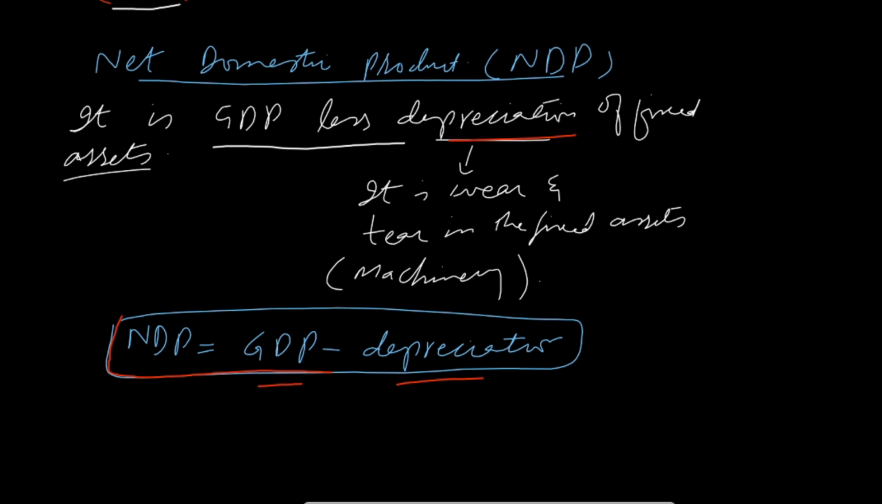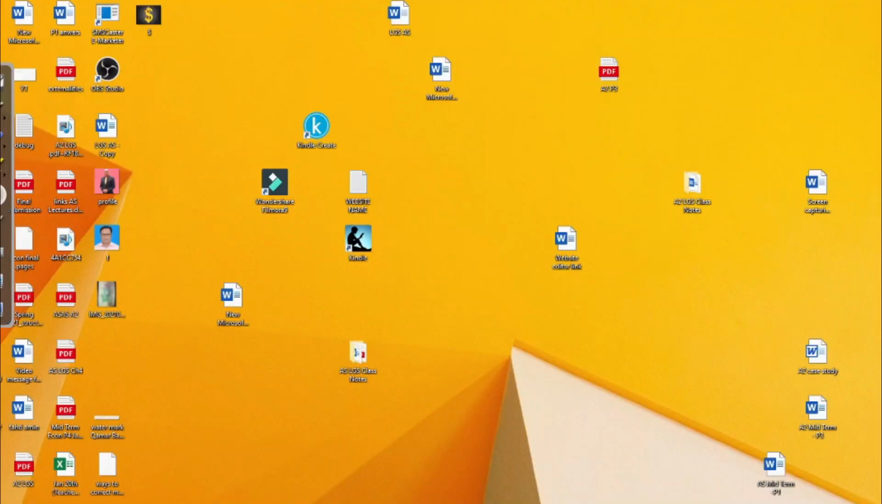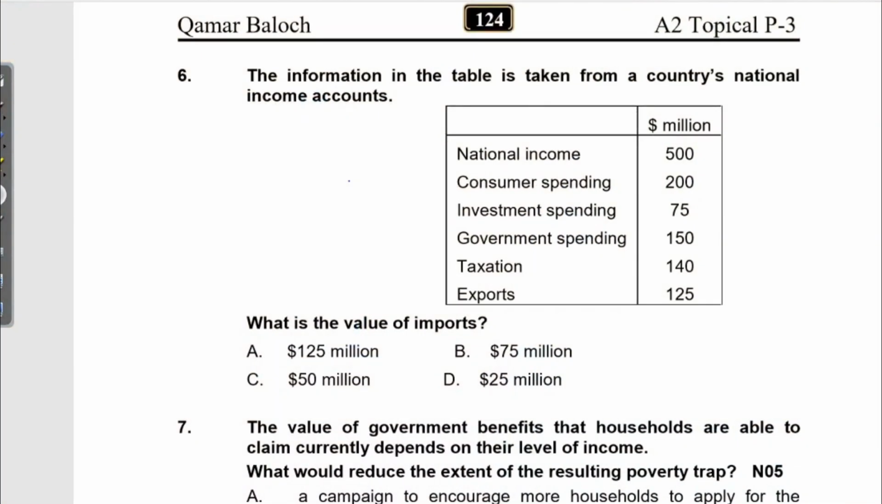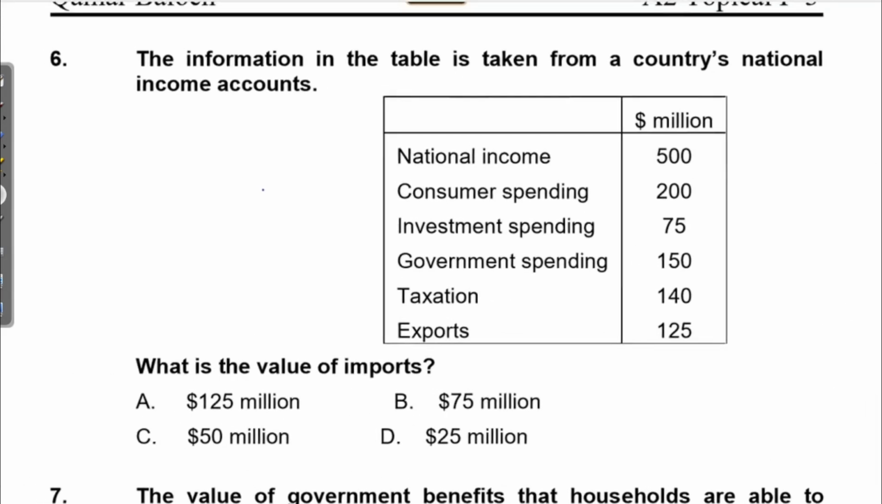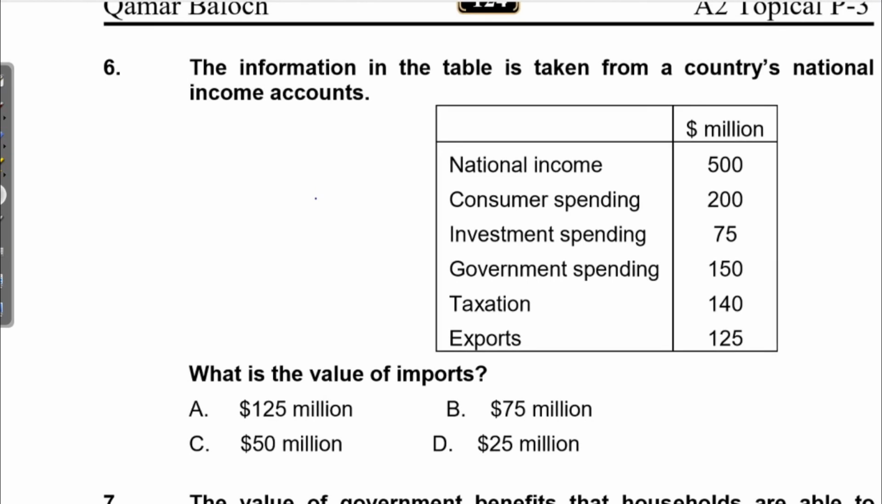Now before moving to the next topic, I would suggest you have a look at question number 6, stop the video and try to solve it, and afterwards you can play the video again. I will be explaining this question to you. Okay, the question says the information in the table is taken from a country's national income accounts. Different values are given. What is the value of imports? We have to find out the value of imports.